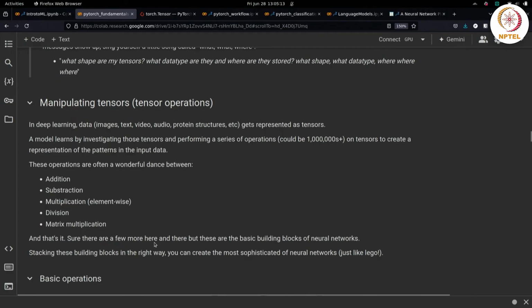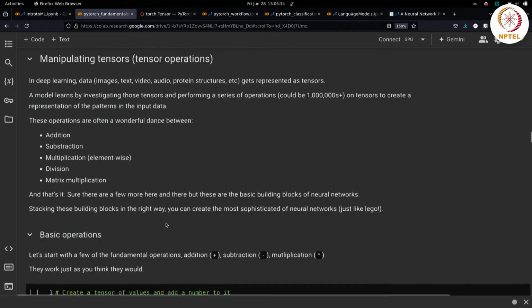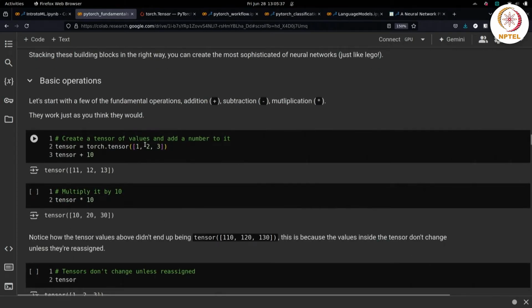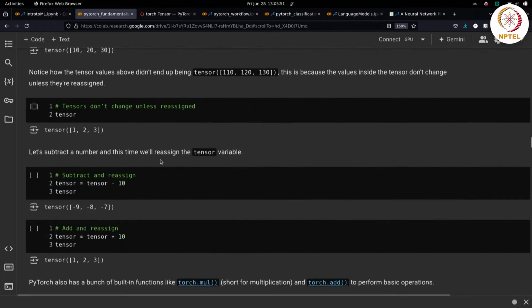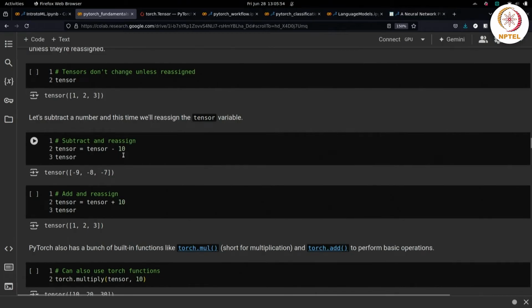Right. Now that we have looked at the various ways of creating tensors, and what the different attributes associated with those tensors are, let's look at some basic operations that you can do on top of these tensors. Simple mathematical operations like addition, subtraction, multiplication, division, or a matrix multiplication, right? If you have a tensor like this, which is basically a one-dimensional vector, and you say tensor plus 10, it does an element-wise addition, where 10 is added to each of these elements. Same is the case with multiplication. If you say tensor times 10, each value is multiplied by 10. Same is again the case with subtraction as well.